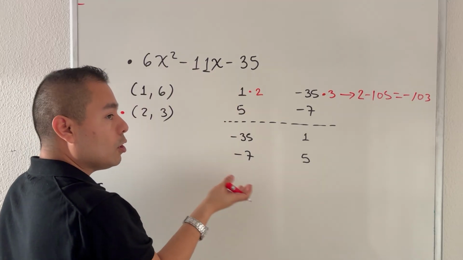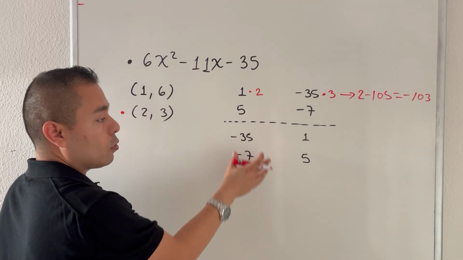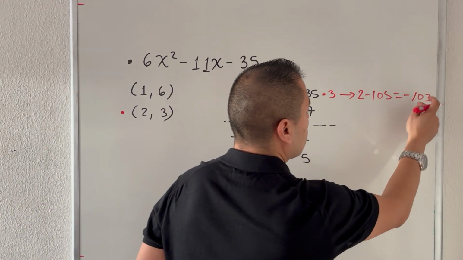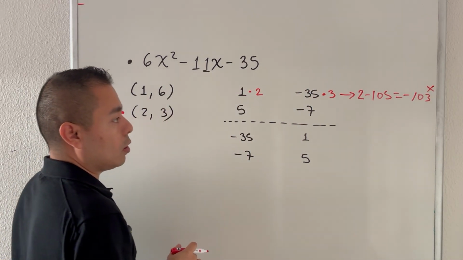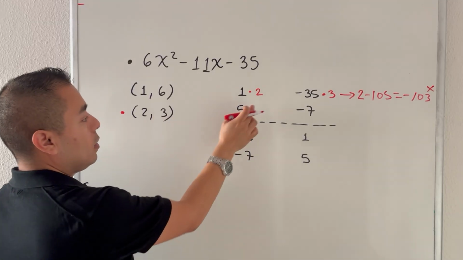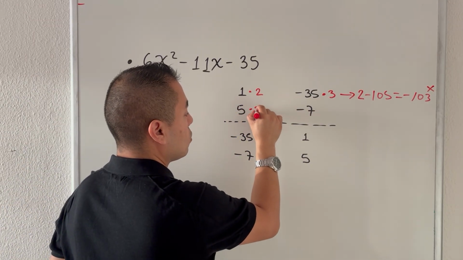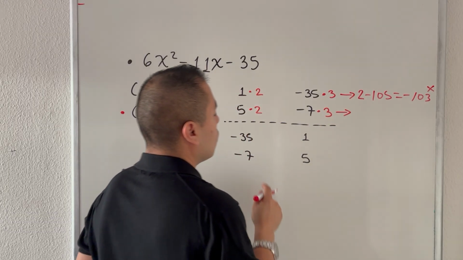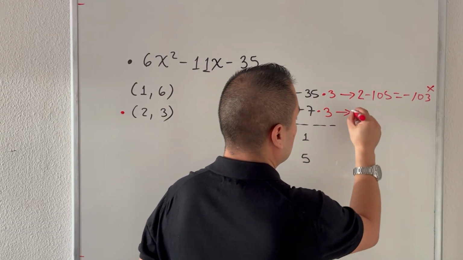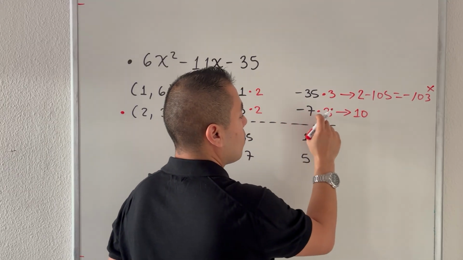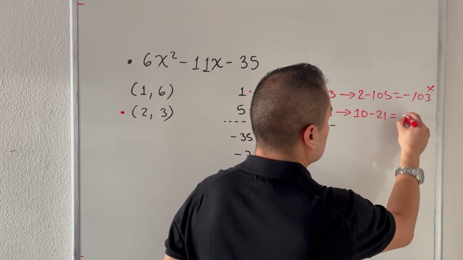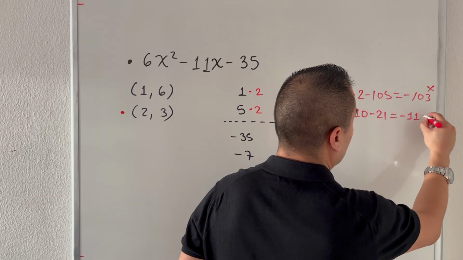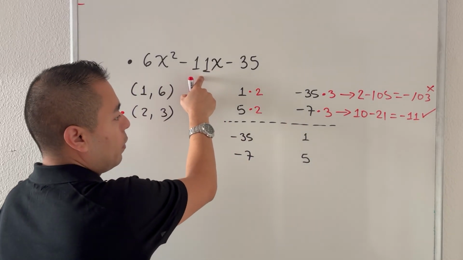The intention is that this number corresponds to the coefficient in the middle term. When you get that, then you are done. You don't have to continue. In this case, it's minus 103, so this is not the result that we need. The next step will be to continue doing the same multiplications with the 2 and with the 3. In this case, we will have 5 by 2, 10, and minus 7 by 3, minus 21. In this case, we have minus 11. And this is the value that we need over here.